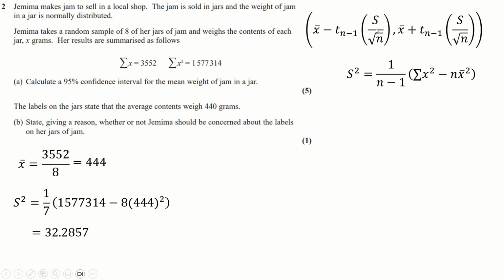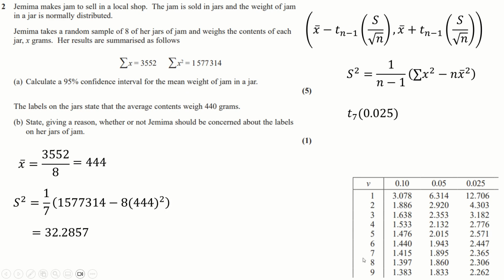And then we can just use our confidence interval. Sorry, no, we do need t_(n minus 1), don't we? So n minus 1 is 7. It's two-tailed because, of course, confidence intervals are always two-tailed, biggest down to smallest. So we're looking at the t-tables here for 7 and then 0.025. That'll be that one there.